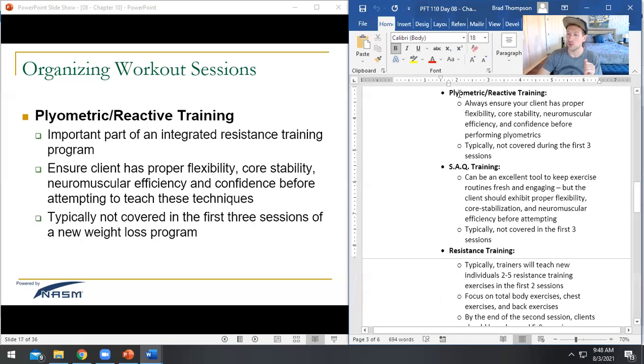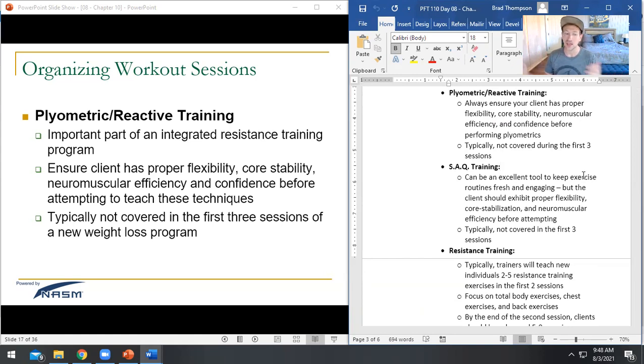And the same thing is true of plyometrics, right? If your client has proper core stability, proper neuromuscular efficiency, great. Let's go through some plyometrics, have them do some squat jumps, learn how to work on those landing mechanics. Let's be athletic, let's be explosive, let's do some jumping. But not a lot of clients who are severely obese will have those things, so it's not appropriate.